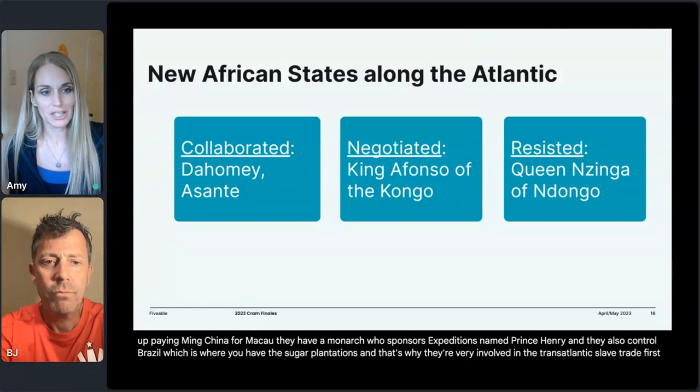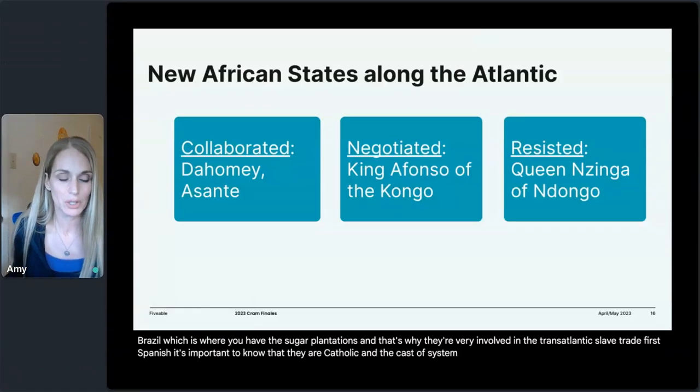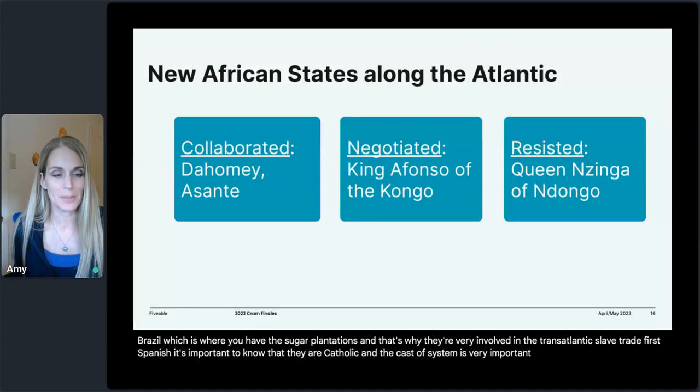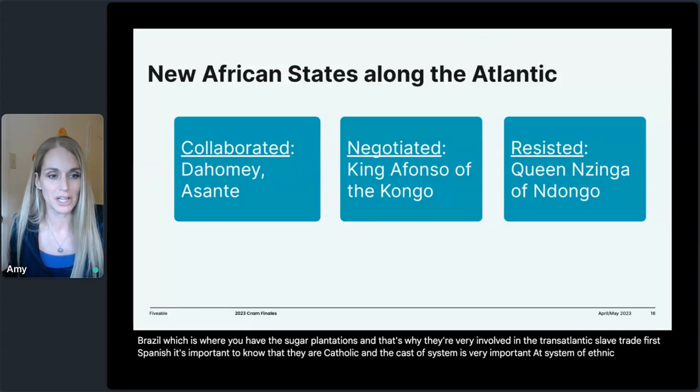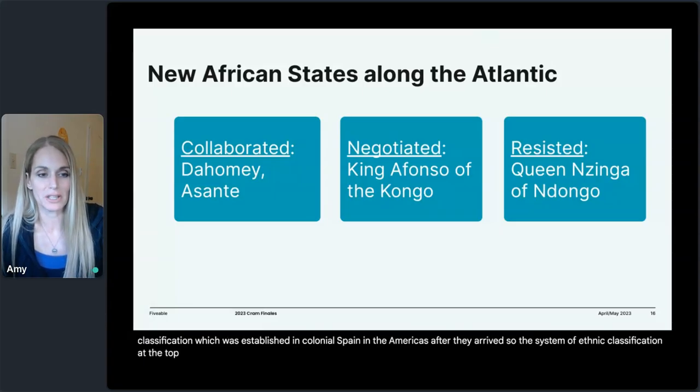For Spanish, it's important to know that they are Catholic, and the casta system is very important. The casta system is that system of ethnic classification, which was established in colonial Spain in the Americas after they arrived. So the system of ethnic classification at the top are the peninsulares. Those are the people who were born in the Iberian Peninsula.